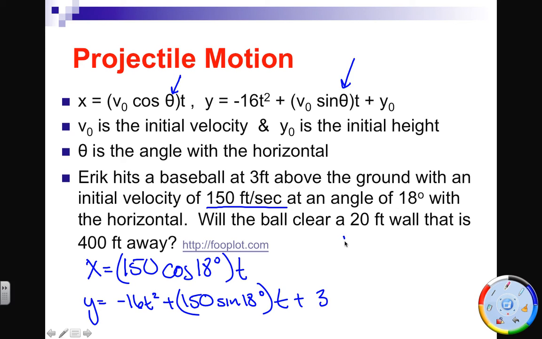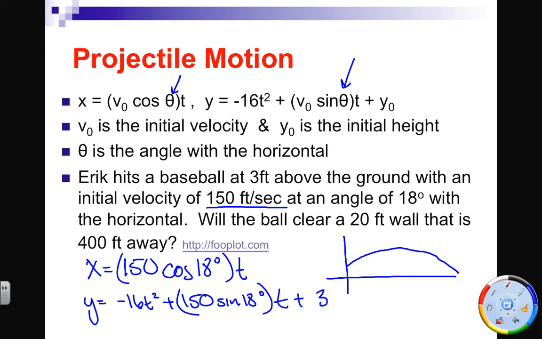And what we can do is we can graph this function. What's really cool is it will graph just like this. So we need to figure out some time values. For the most part, we're just going to go, I think it's 0 to 3 if I recall correctly. So we get 150 cosine of 18. Make sure you're in degree mode, obviously. And negative 16t squared plus 150 sine 18 t plus 3. I go to my window.